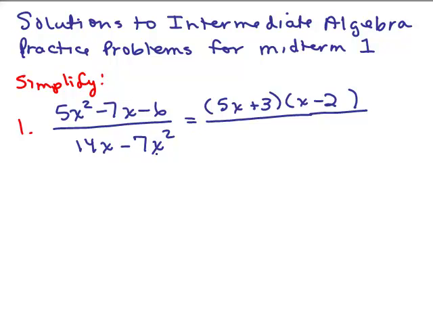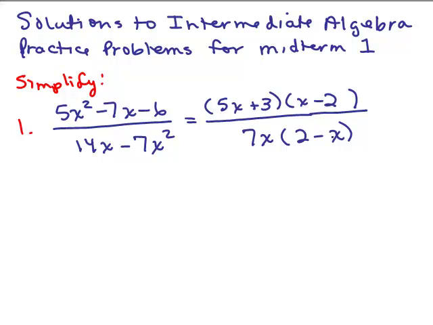And now in the denominator, there's a couple ways to deal with this one. You could simply pull out the greatest common factor, which will be 7x, and that gives you 2 minus x. Okay, so we factored it. Now after you factor, we look to see if there are some common factors.